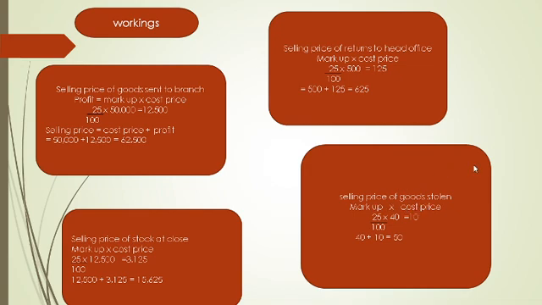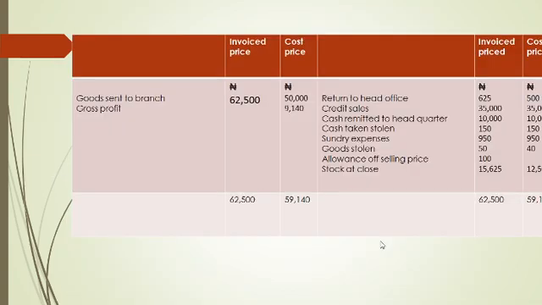Some goods were stolen on transit. Some fell off the vehicle while coming down, maybe from Lagos to Ibadan. Some will be stolen. Some will just fall, and the driver will not see it, and they'll count it as stolen or lost. So markup times cost price, 25 over 100 times 40 equals 10. So for the selling price of goods we have 40 plus 10. Alright, now let's move on.